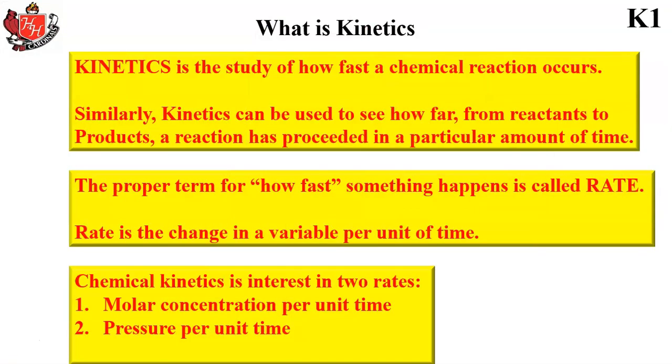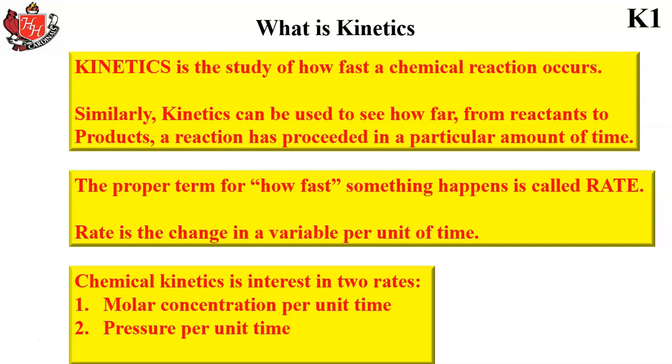So what is kinetics? Kinetics is the study of how fast a chemical reaction occurs. Similarly, kinetics can be used to see how far from reactants to products a reaction has proceeded in a particular amount of time. The proper term for how fast something happens is called rate. Rate is a change in a variable per unit time.